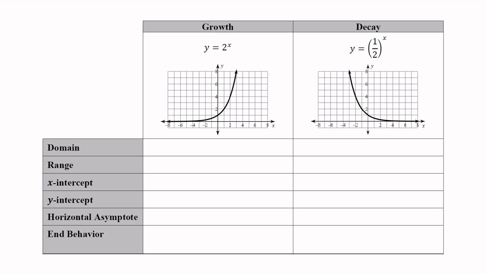So our domain for our exponential growth function 2 to the x is negative infinity to positive infinity, but so is our domain for (1/2) to the x, which is our decay function. So you'll notice domain is always going to be negative infinity to positive infinity, whether you have growth or decay.